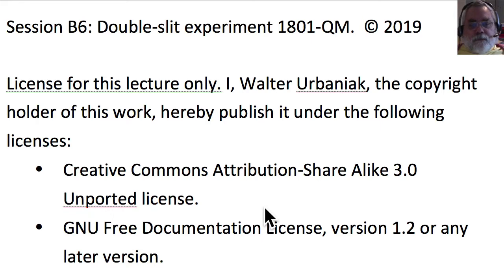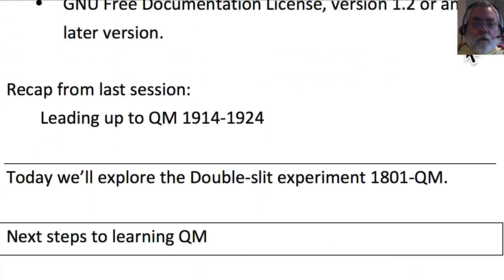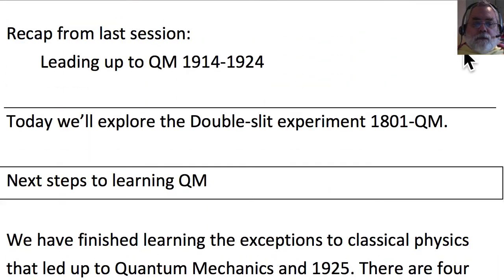This is session B6, the double-slit experiment, first done in 1801, but relevant to quantum mechanics. Last session, we did the decade 1914 to 1924 leading up to quantum mechanics. So we're ready to do Schrodinger's equation, 1925, but we're going to explore two experiments before we do that.